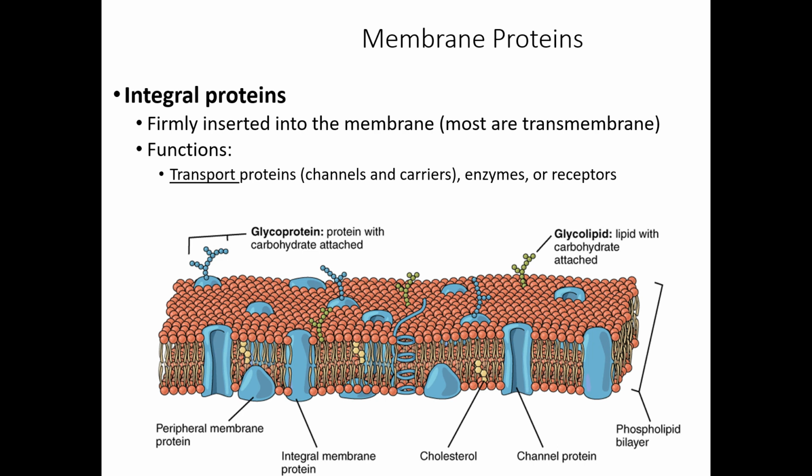Now, we go back to the cell membrane structure, proteins. A lot of proteins are located inside of the cell membrane. One type of them is called integral proteins. They are firmly inserted into the membrane, and most of them are transmembrane. What does it mean? That is a transmembrane. You can see it from both sides of the membrane, from here and from here.